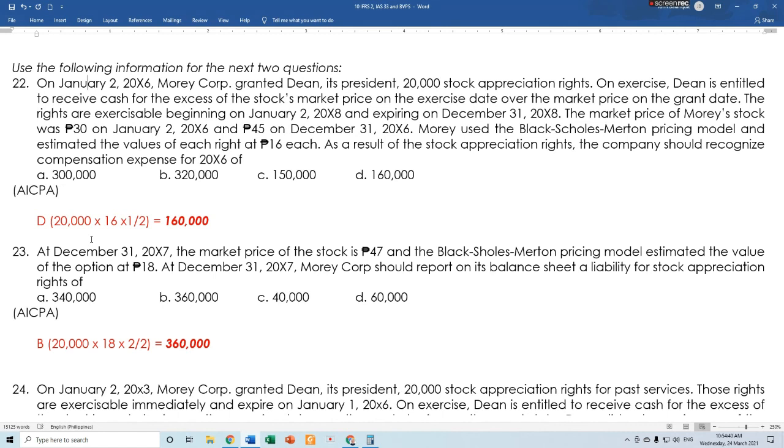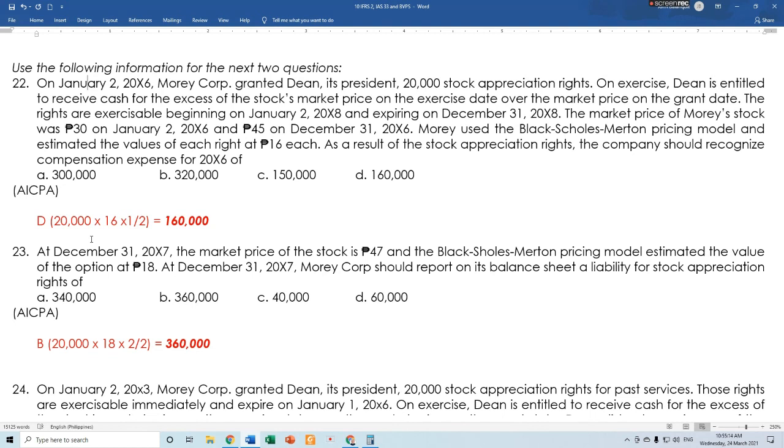Okay? The market price of the stock was 30 on January 2, 20x6, tapos 45 on December 31, 20x6. Mori used the Black-Scholes-Merton pricing model and estimated the value of each right at 16 pesos each. Okay? So, as a result of the stock appreciation rights, the company should recognize compensation expense for 20x6 of.